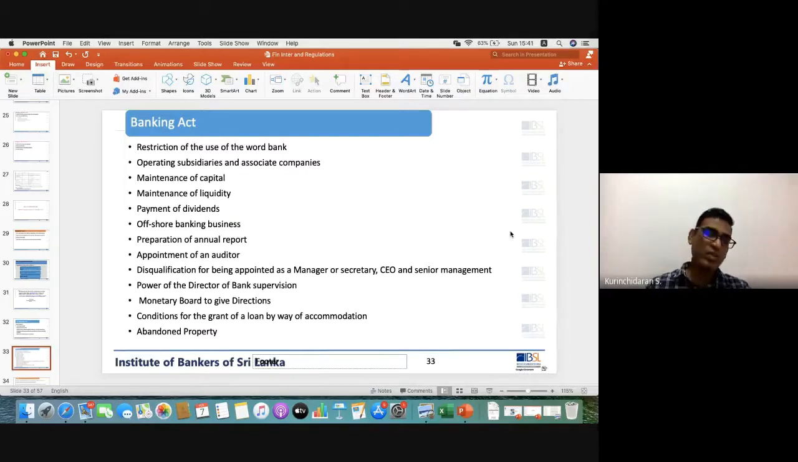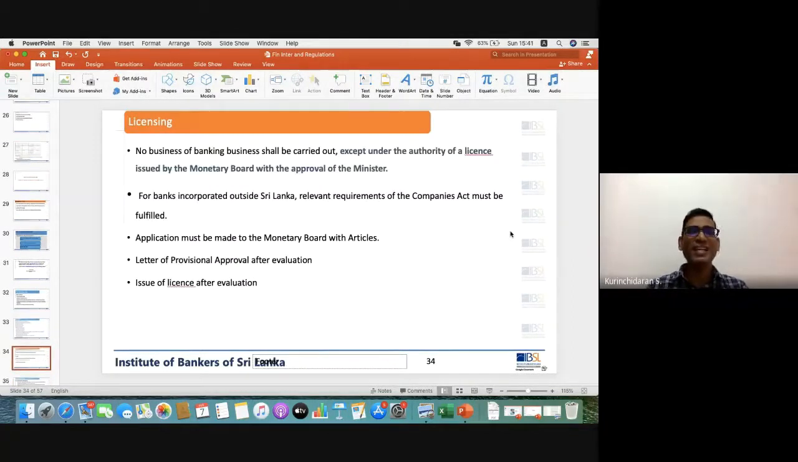There are so many sections you can go through, and each and every section talks about every aspect. Here I have listed out some key areas, not all, and I will be looking at a few important areas out of these. First, license. Under licensing in the Banking Act, no banking business shall be carried out except under the authority of a license issued by the Monetary Board with the approval of the Minister. So nobody can start banking business unless the Monetary Board issues a license with the approval of the Minister.